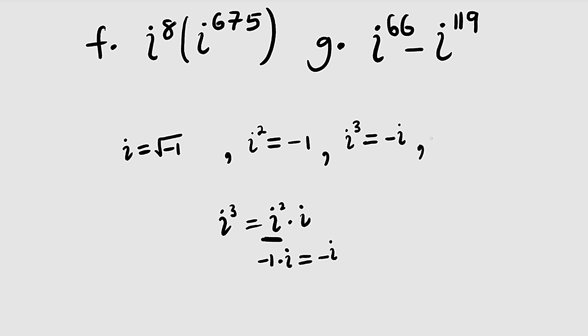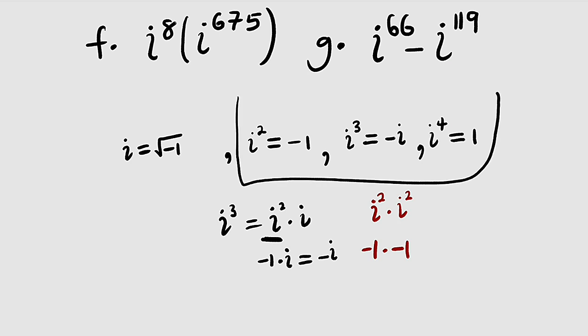Then what about i to the fourth power? I to the fourth power is the same thing as i to the second power multiplied by i to the second power, applying the same law of indices. I to the second power is -1. I to the second power is also -1. -1 times -1 will give us +1. So this is +1. Once you take i to the fifth power, it will start to repeat. So we're going to stop here. So these are the three important equations you need in order to evaluate powers of i. And we are going to be using them throughout.